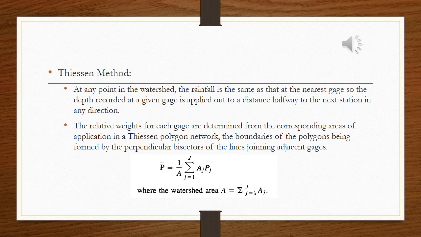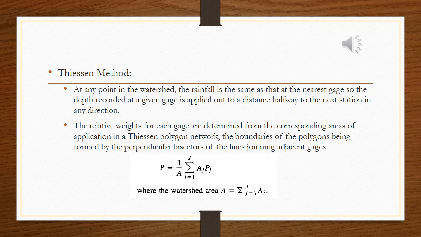The next method is the Thiessen method. The description of the Thiessen method is: at any point in the watershed or catchment area, the rainfall is the same as that at the nearest gauge. So the depth recorded at a given gauge is applied out to a distance halfway to the next station in any direction. So let's say we have two different stations. We are going to draw a line, and in between we are considering that each station has its own territory. I'm going to show it in a graphical way in the next slide.